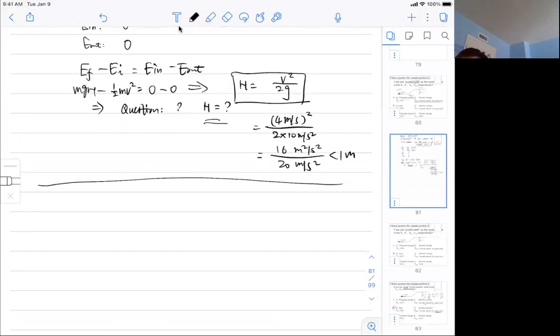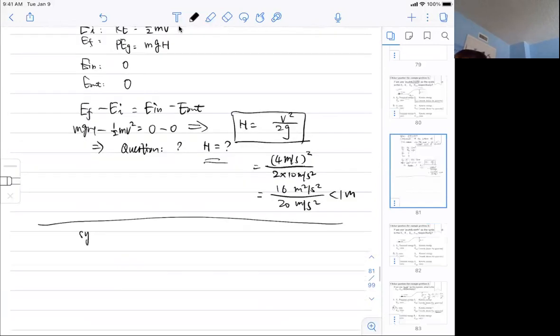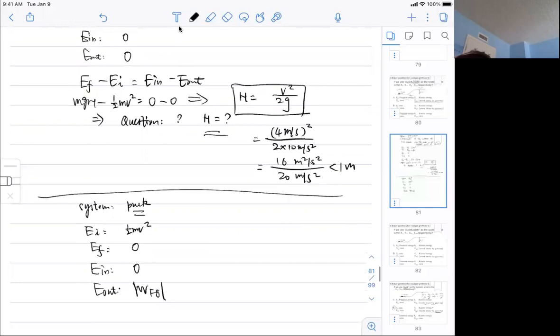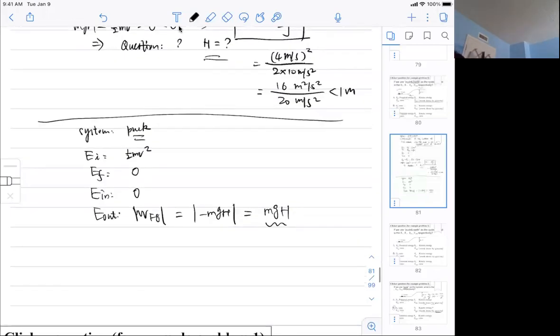And let's use this puck system to solve our problem to see if the answer is the same. So I'm going to use the same location. The one thing that's changed is our system. Your E initial is the same, 1/2 mv squared. E final is 0. E in is 0. E out is work done by gravity. Okay, work done by gravity is negative, but in terms of energy transfers, we want to use the absolute value, so it's mgh.